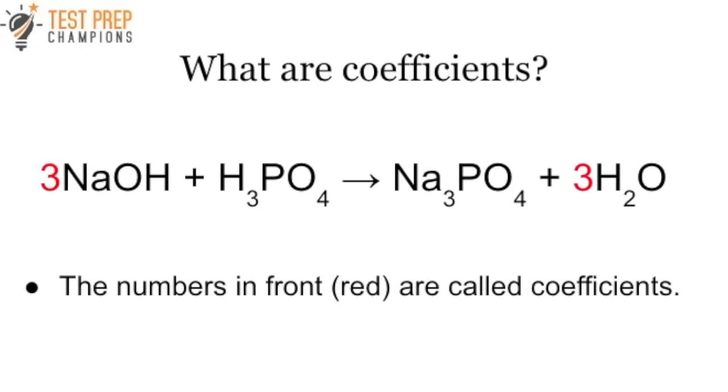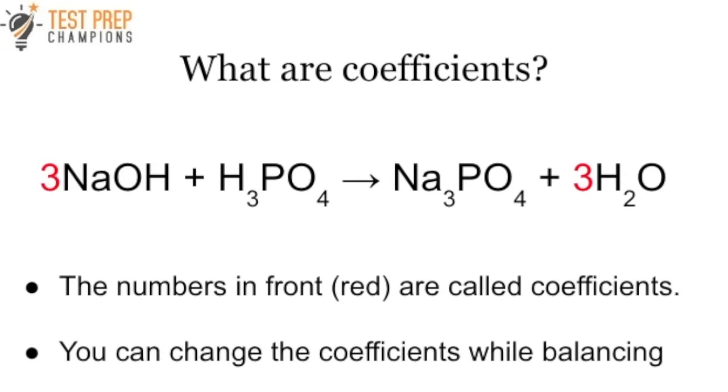Now, what I want you to understand is that the coefficients tell us how many NaOH and H3PO4 molecules are going to react, and how many Na3PO4 and H2O molecules are going to be produced. So we see here that we produce 3 H2O molecules and 1 Na3PO4 molecule. And if we don't see a coefficient in front, like we don't in front of the Na3PO4, and we don't see a coefficient in front of the H3PO4 over here, we just assume that it's 1.